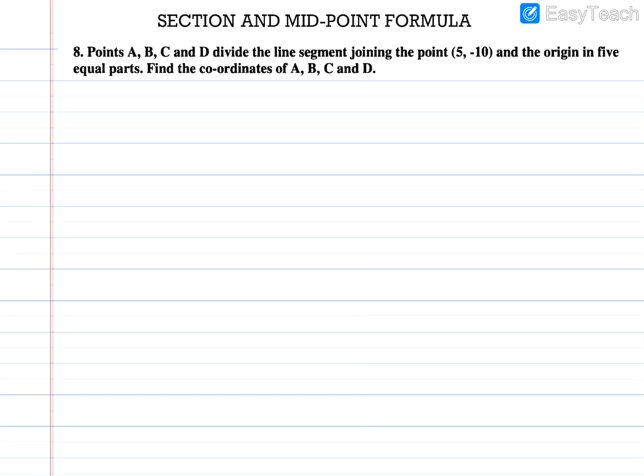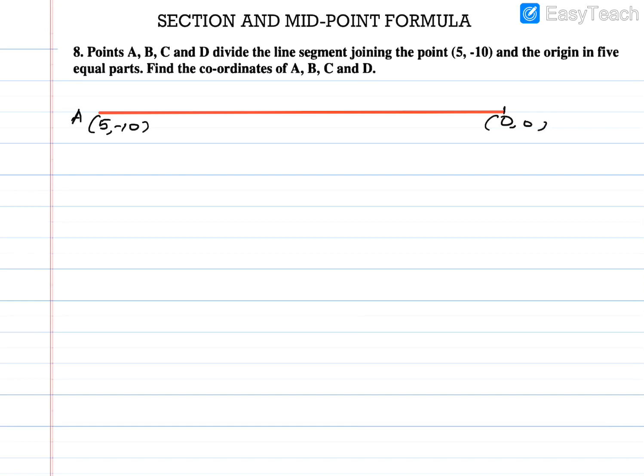Now sum number 8. Points A, B, C and D are 4 points that divide the line segment joining the point (5, -10) and the origin in 5 equal parts. So first I'll draw the line and then mark the points (5, -10) and the origin.